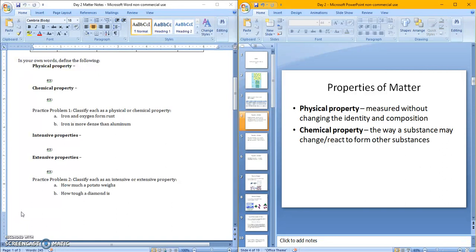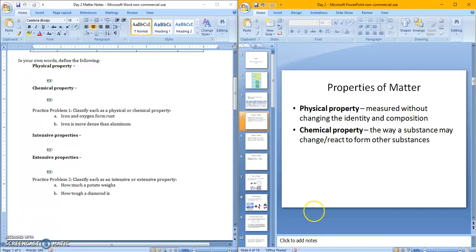Iron is more dense than aluminum. So dense means like it will sink or float, okay? So iron, well, I can see that iron sinks or floats by itself. I don't have to compare it to anything else. Aluminum, I can see if it sinks or floats by itself. So I don't have to change their property. I don't have to change its composition to see if it'll be more dense or less dense. So that's a physical property.